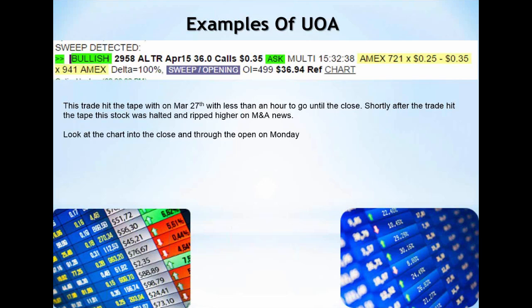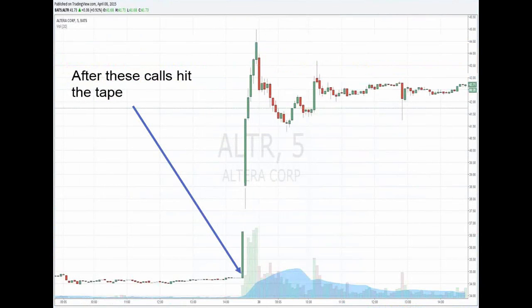Okay, so what happened here after this trade hit the tape? So the trade hit the tape, and moments later, the stock was halted. Okay, when the stock reopened, the stock ripped to the upside on acquisition news, and these calls exploded in value. Now, someone said somebody traded on insider information. I really don't know. I honestly have no idea what this person knew. Maybe they just got lucky. I really don't care, okay?